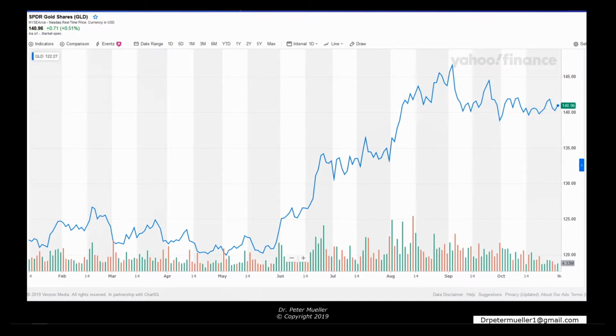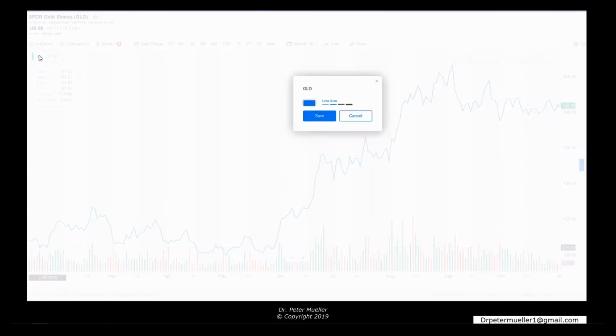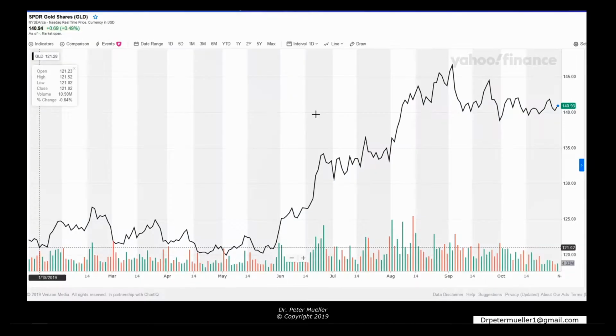The open was $140, high was 140.63, the low 139.78, and the close 140.25. The first thing I'm going to do, I click on the GLD box and I change the color of the line to black, and I use the third strength here to have a thicker line representing the historical movement of GLD.